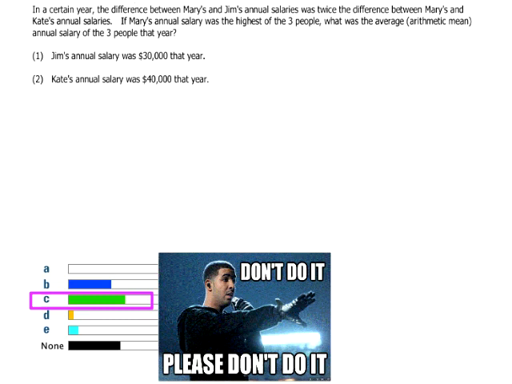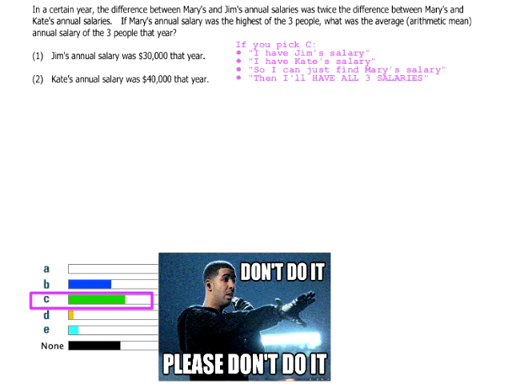If you pick choice C here, because they give you that statement about differences, then I have Jim's salary. I have Kate's salary. So I can just find Mary's salary. And then I'll have all three salaries. That's the reasoning behind choice C. So, yeah. Let's talk about that real quick.